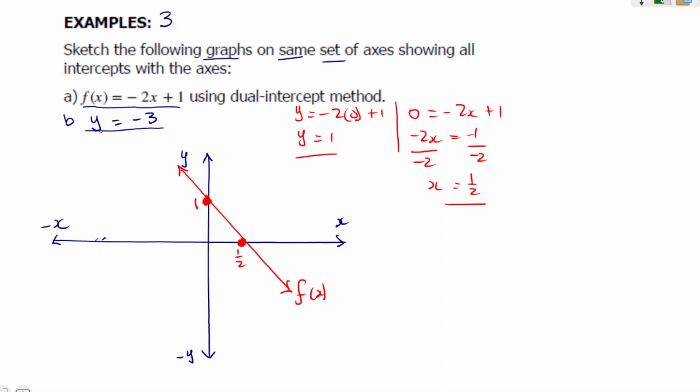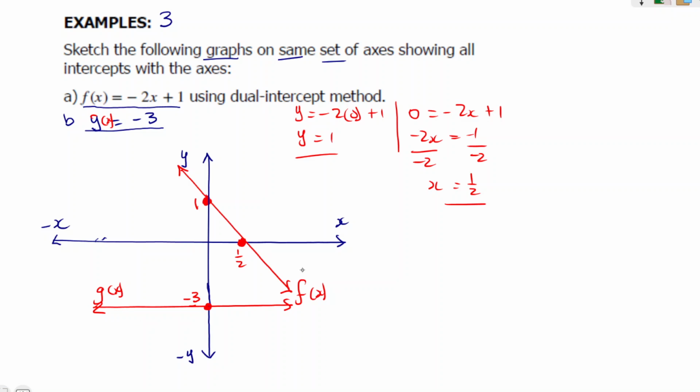Now, let's draw the graph of y = -3. This is just a graph of y equals negative 3. Let's say this is -3 on the negative y axis. So just draw a straight line passing through -3. Yeah, this is how the graph will look. I'll call this one g(x). So these are your 2 graphs, the graph of f(x) and the graph of g(x).